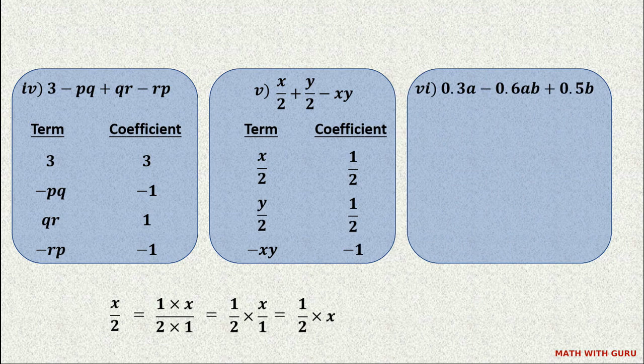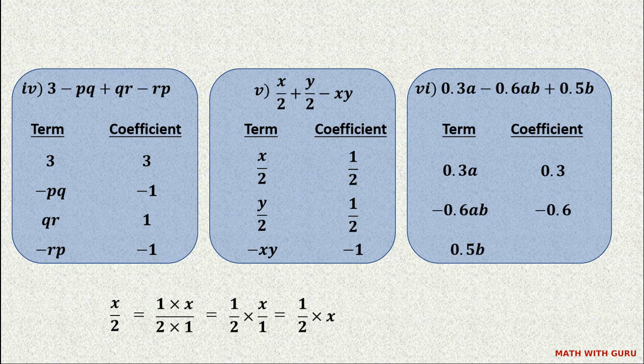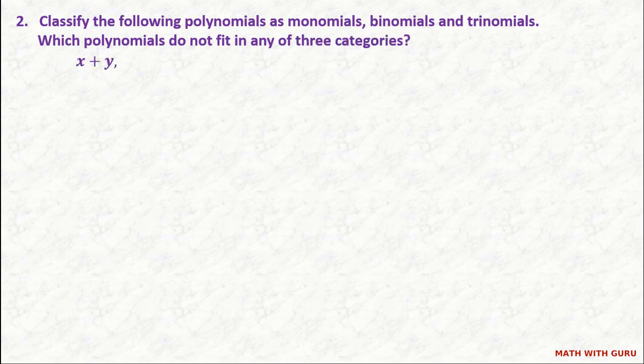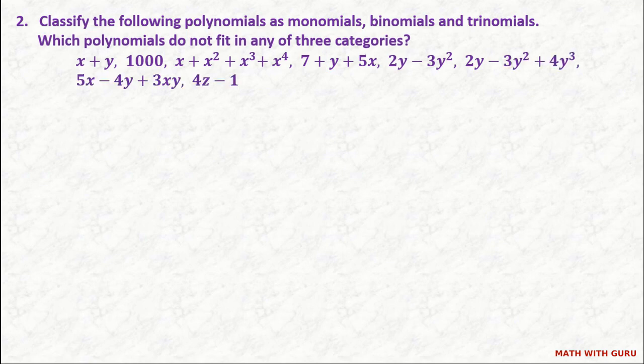For the last expression, let us write down the terms. And the coefficients are 0.3, for this minus 0.6, here it is 0.5. We are done with the first question. Now let us go to the second question. Classify the following polynomials as monomials, binomials and trinomials. Which polynomials do not fit in any of the 3 categories?